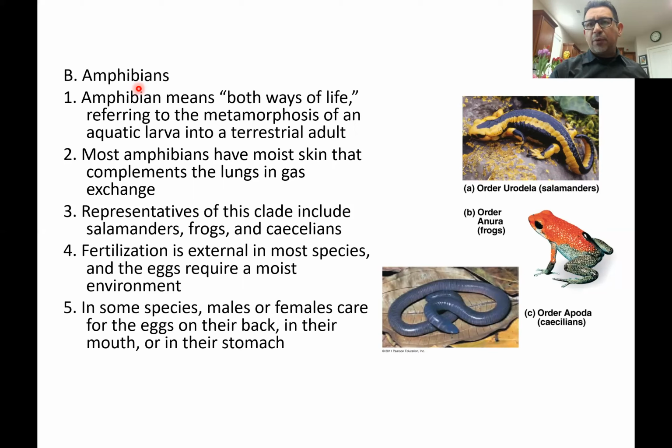And here, examples that you may be familiar with would be the salamanders. We have frogs, toads. There are these animals that look like a snake. They're not, they're actually amphibians, the caecilians. And let me think of what other example. I think that pretty much covers all of the main types of amphibians.